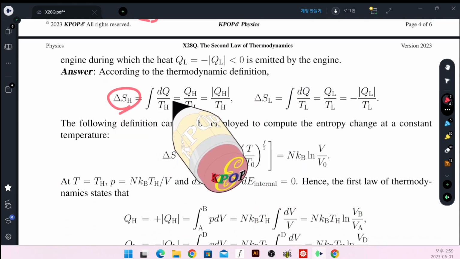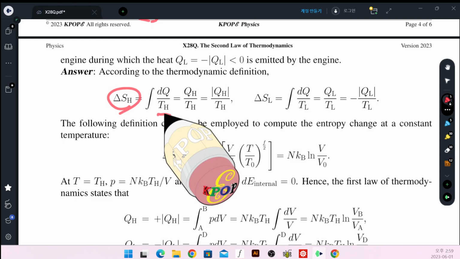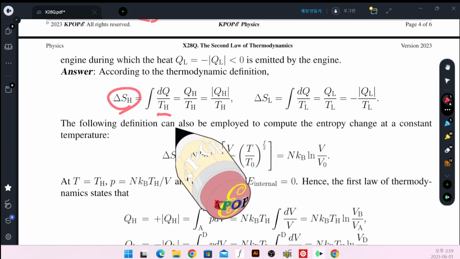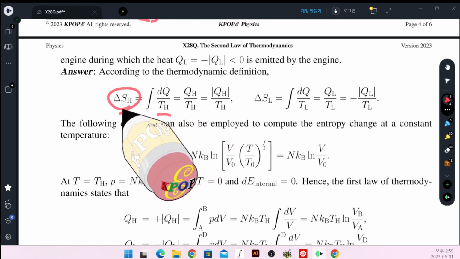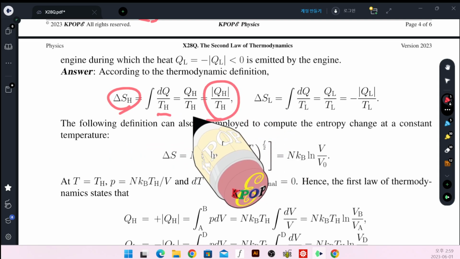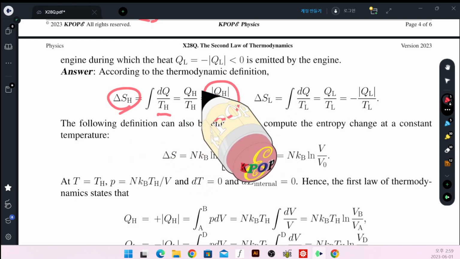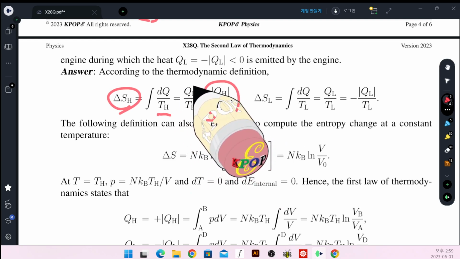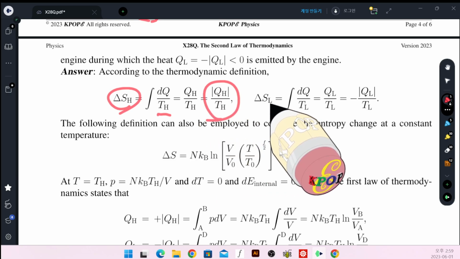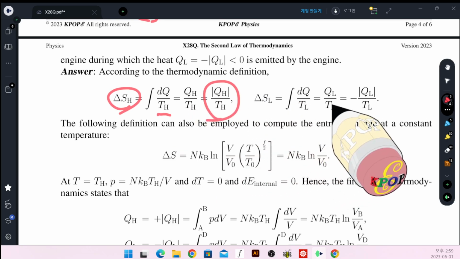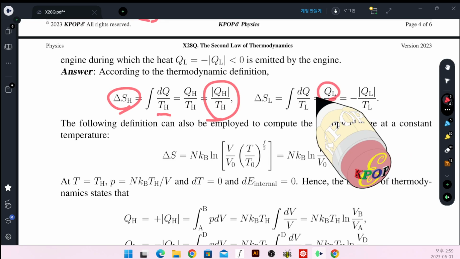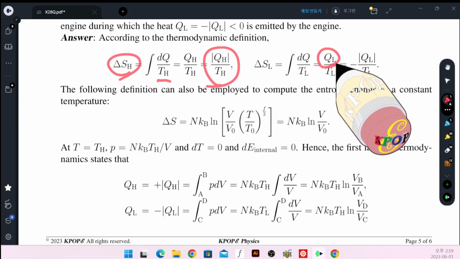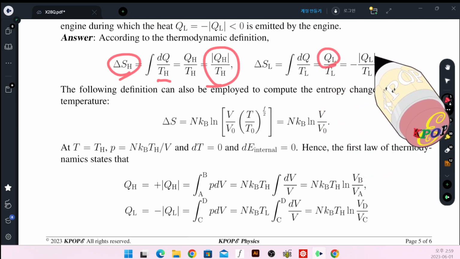SH is the dQ over T at high temperature. Because temperature is fixed in an isothermal process, we have TH pulled out of the integral, and this is simply QH over TH. We put the positive sign on QH because it accepts the heat at high temperature. At low temperature, the same is true, but the QL is given away to the environment, so QL is negative. Therefore, QL is replaced with minus the absolute value of QL.